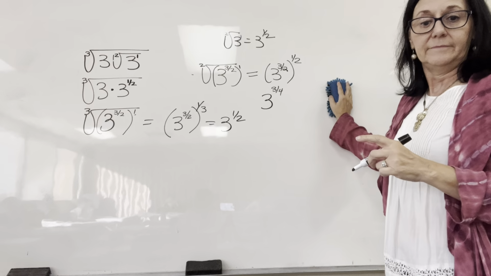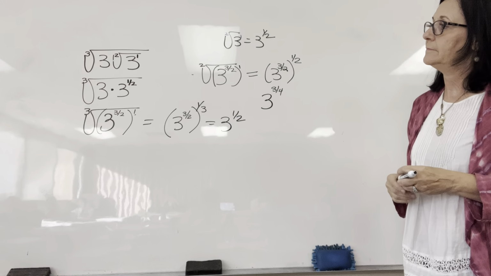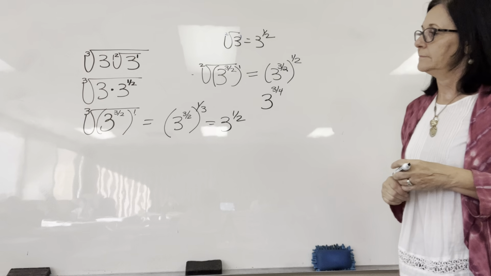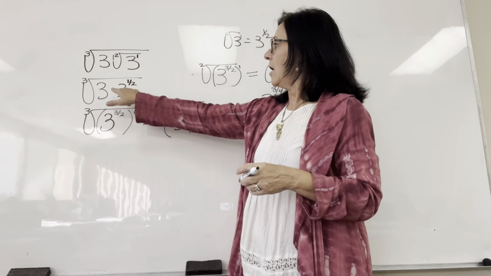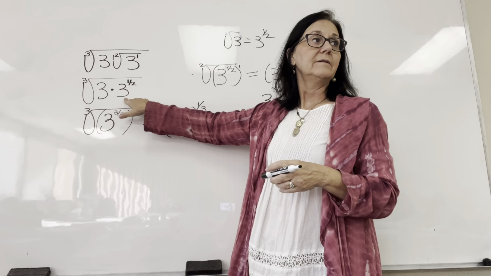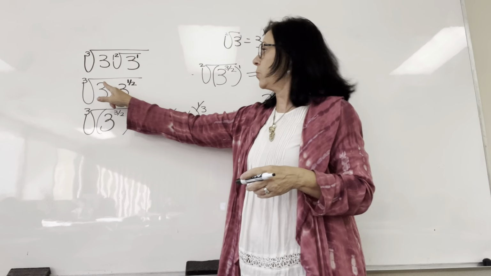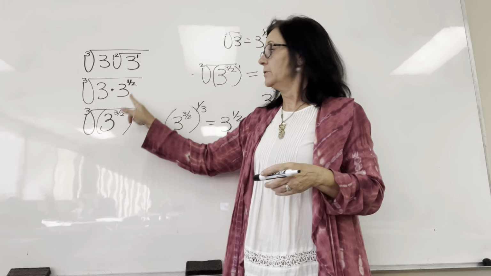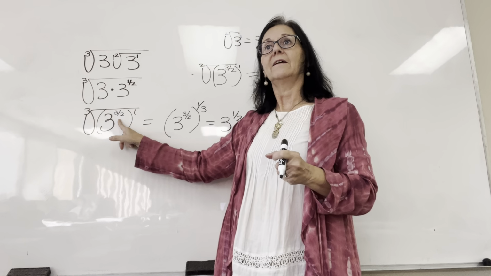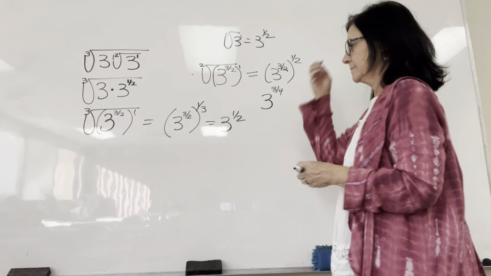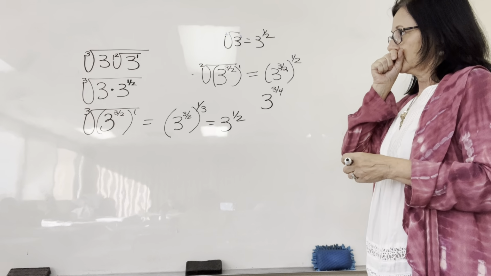All right. Okay, I have a question. Yes. How did you get from where you had 3 times 3 to the 1/2 to that? Okay, multiplication. When the bases are the same, you add the exponents. So it's 1 plus 1/2, which is 3 halves. Yes? I still kind of don't understand how you got the square root of 3 with the 2 and the 1, and then how did you get the 2?